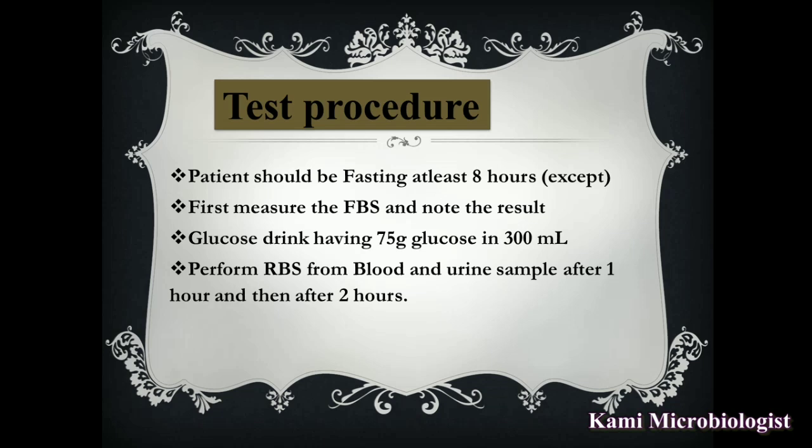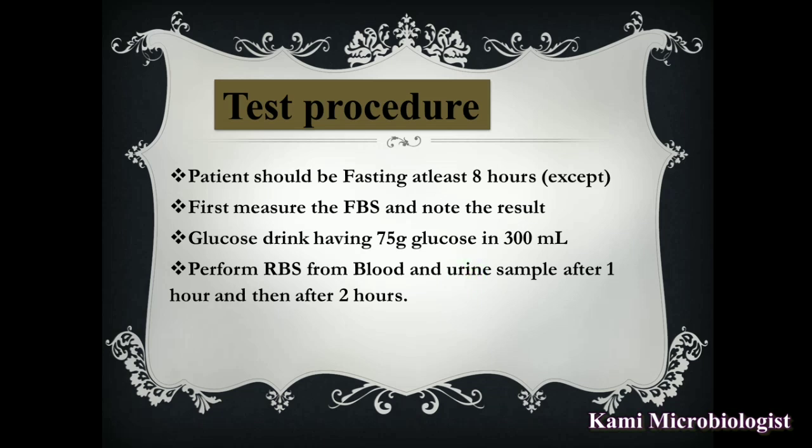RBS means glucose test after eating, and FBS means glucose test if you are fasting. Okay, so what will you do after the glucose drink? Then you have to take the blood sample and urine sample, and you will do the blood sugar test for the glucose, and you will also check the glucose and ketone bodies in the urine sample after 1 hour.